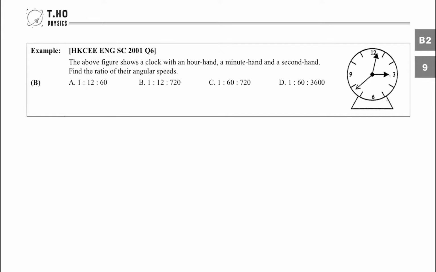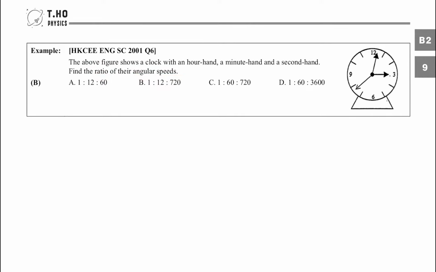Here we are at CE Engineering Science 201 question 6. Here we have a clock. A clock has an hour hand, a minute hand, and a second hand. And they are all rotating. The hour hand is rotating, the minute hand is rotating, and the second hand is also rotating. But they just rotate with different speed because they use different time to complete one cycle.